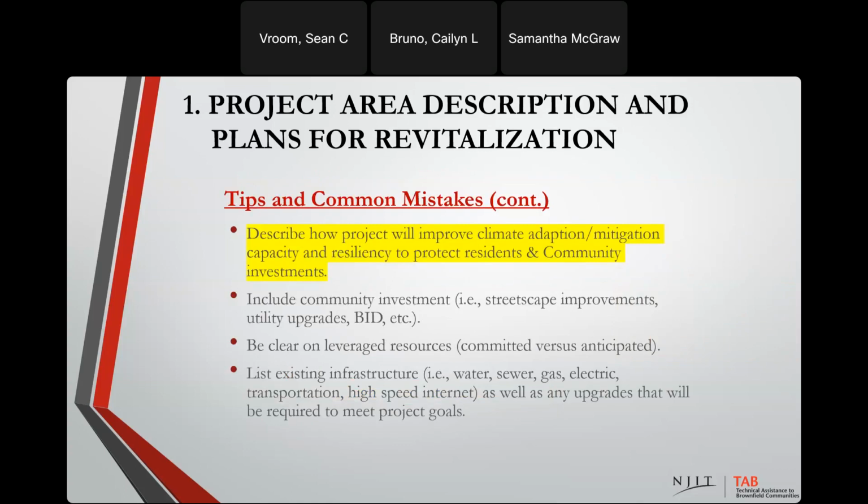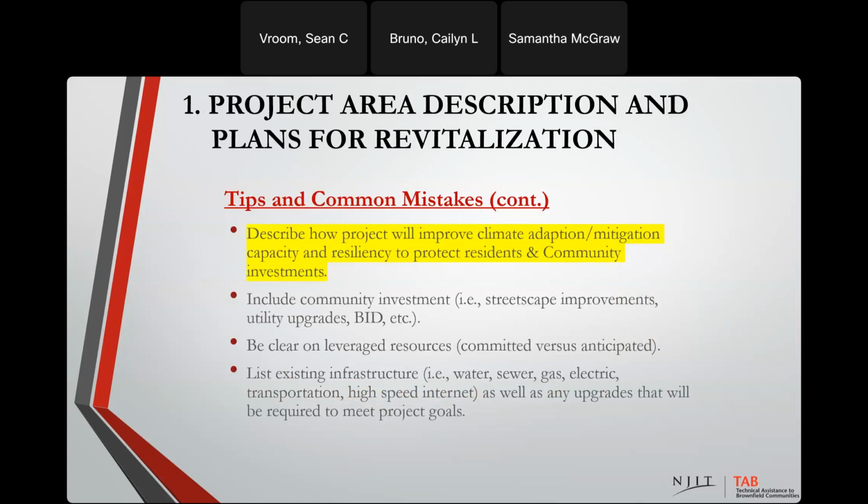Some more for criterion 1, some more tips and common mistakes. You describe how your project's going to improve climate adaptation, mitigation capacity, and resiliency to protect residents and community investments. Again, I highlighted this. This is actually new in the criteria, so you have to address that. You want to include community investments.